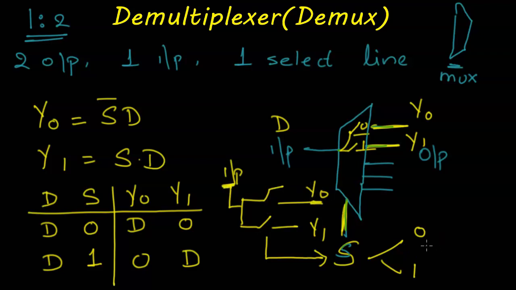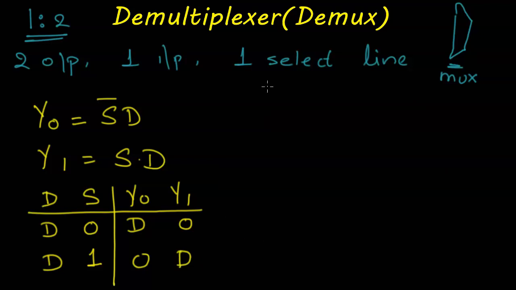So if the select line is 0, then it turns this switch on, it connects, and the other stays disconnected. So the input travels from here to Y0, and hence my input is present at Y0. But in situations where my select line is 1, this switch is on, so the input gets connected to Y1.